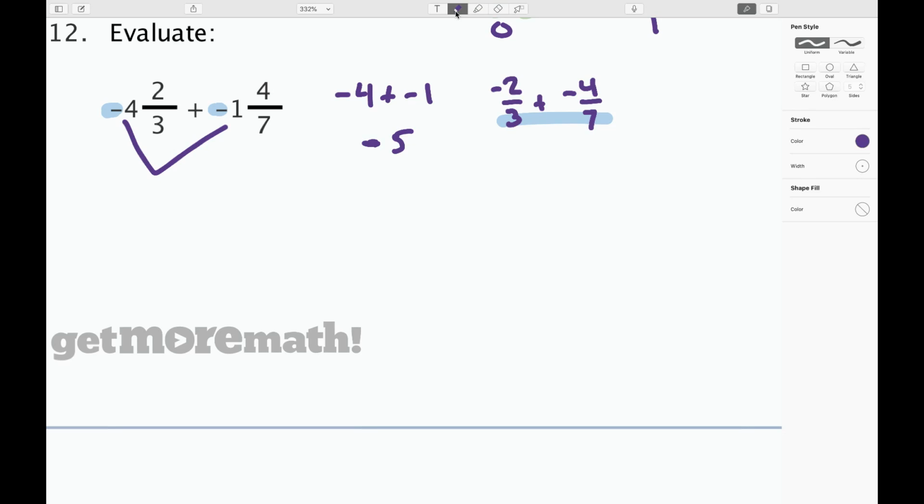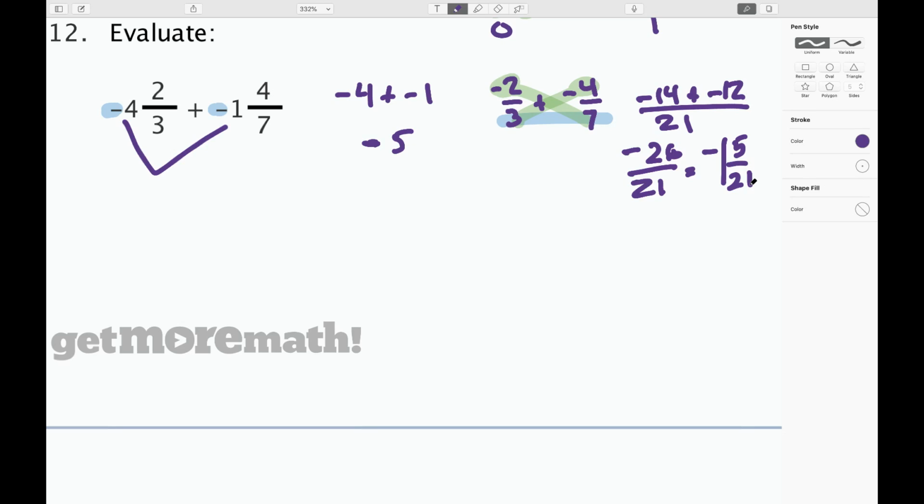Run it across, 21. Let's choose a different color. Okay, -2 times 7 is -14 plus, put my line, -4 times 3 is -12. And so I've got -26/21. And then you guys pointed out yesterday that, oh, look, I can make that a mixed number. So that's -1, and so 6 minus 1 is 5, so 5 21s.